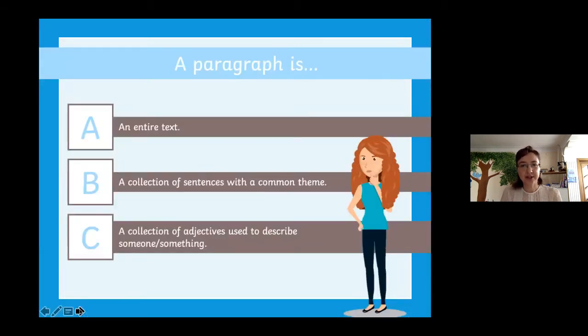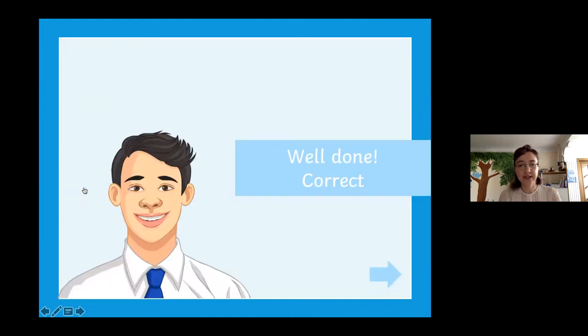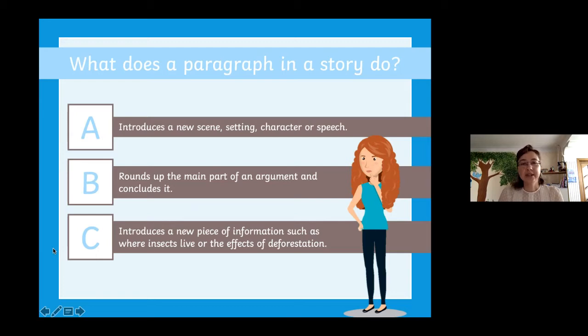The first question. A paragraph is an entire text, a collection of sentences with a common theme, a collection of adjectives used to describe someone or something. So, what's your answer? A, B, or C? I hope you chose version B, as it's the correct answer because a paragraph is a collection of sentences with a common theme. Well done.